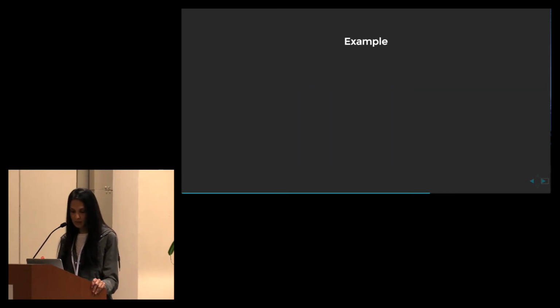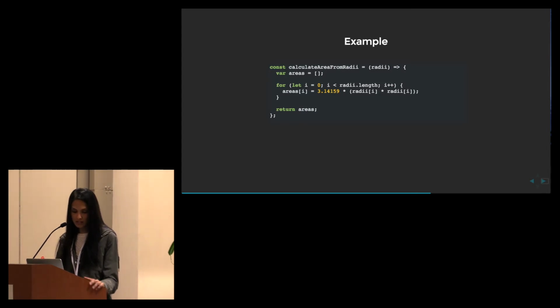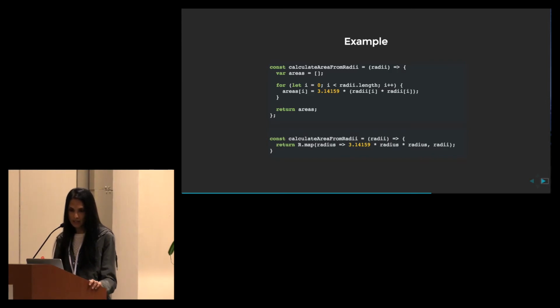So an example is we have our original calculate area function. Map, I'm using a library called Ramda. You can use any utility library, but the map function is a higher order function where you pass in your mapping function and your array, and it returns a new array. And when you use a higher order function, you don't have to worry about the looping because it abstracts it away from you.